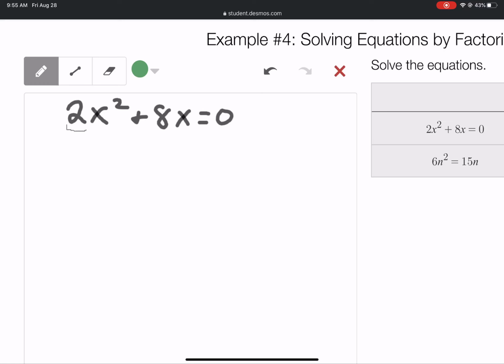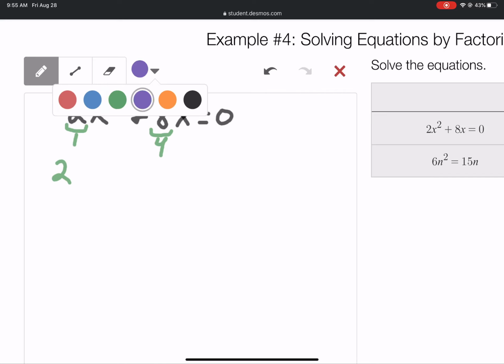Again, we're going to look at the numbers first. What is the greatest number that multiplies into both of these numbers? So I have 2 and I have 8. The greatest number that I can multiply into both of these is 2. 2 times 1 is 2, and 2 times 4 is 8. I can't go larger because 2 is small. Then I'm going to factor my greatest common x term. I choose the smallest one, the lowest, so I have just x.